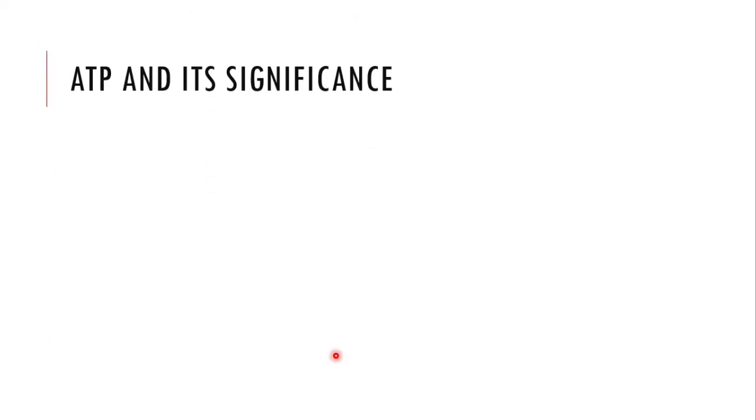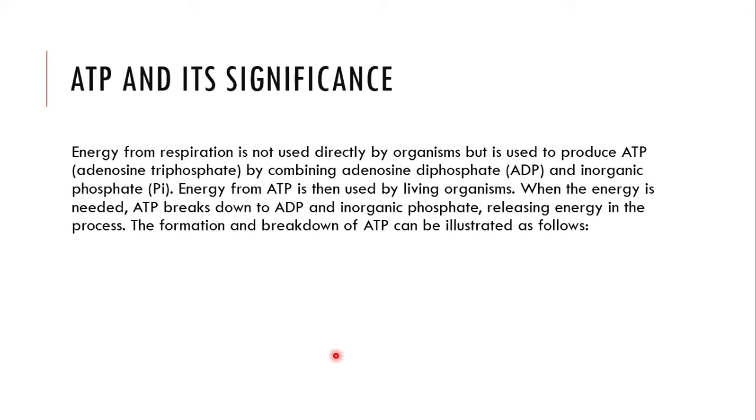Alright, my excellent students, let's look at ATP and its significance. So what is ATP? We'll find out. Energy from respiration is not used directly by organisms, but is used to produce ATP, which is adenosine triphosphate. So it's an energy produced after respiration. It is not used directly by an organism. Instead, it is used to form or to produce ATP, which is adenosine triphosphate.